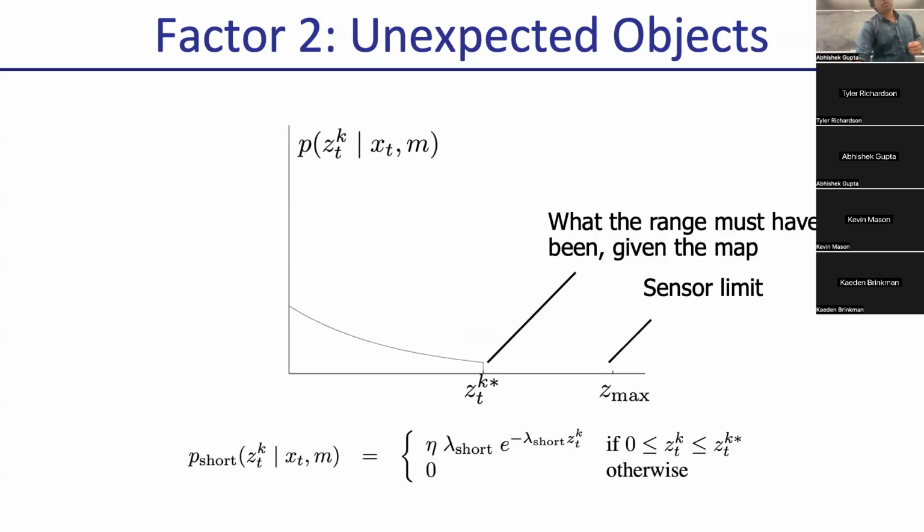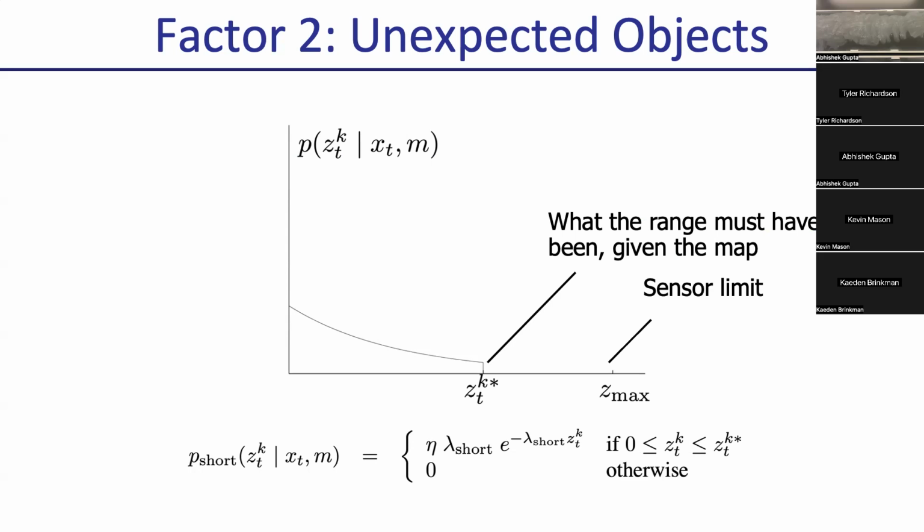The second thing you're going to deal with is unexpected objects. Sometimes there might be unexpected objects, and so the distance that the map tells you might not be the distance that you actually see in the world. So you want to have some likelihood that there are unexpected objects.